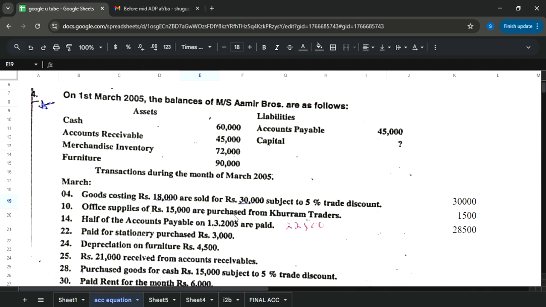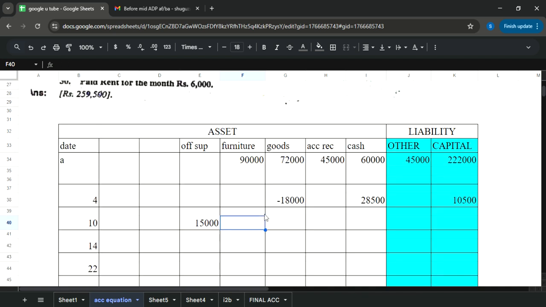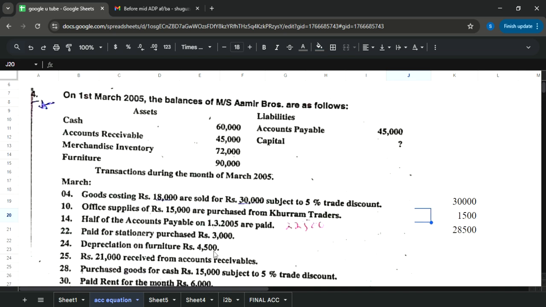Now secondly, please note it down, Khurram Traders. What does that mean? If a name is mentioned, it means it's a credit transaction. So you have bought office supplies on credit. The amount is still payable, which means it is your liability. So you will go to other liability and mention 15,000. Why have you put plus? Because you are liable to pay the amount. Liability is increasing, that is why the plus sign. 10th entry is completed. Now 15.